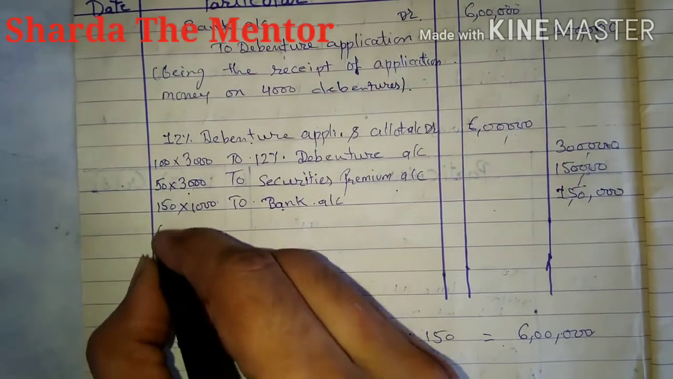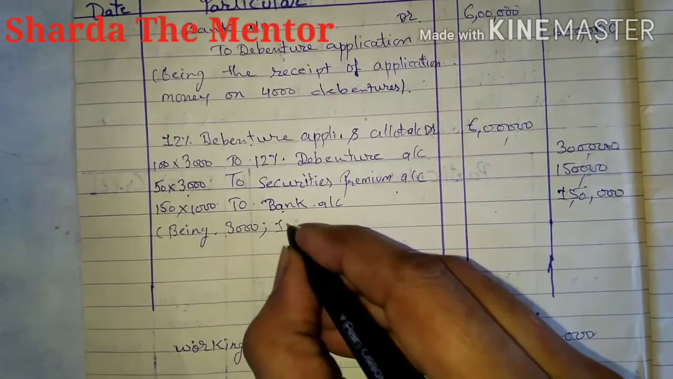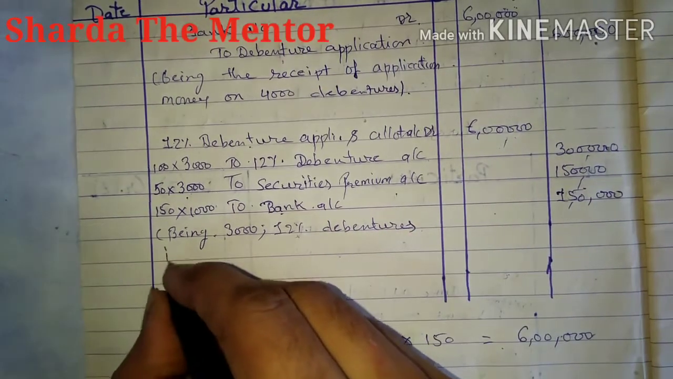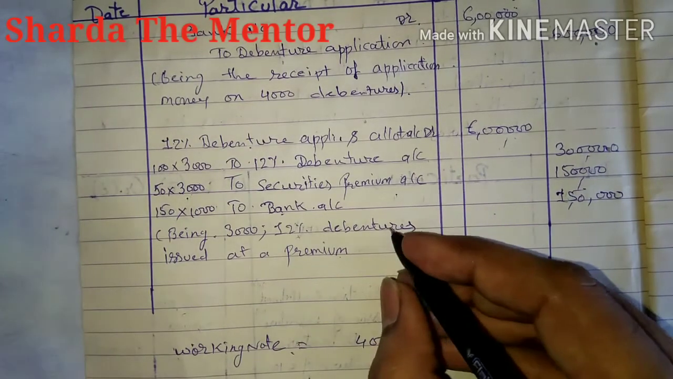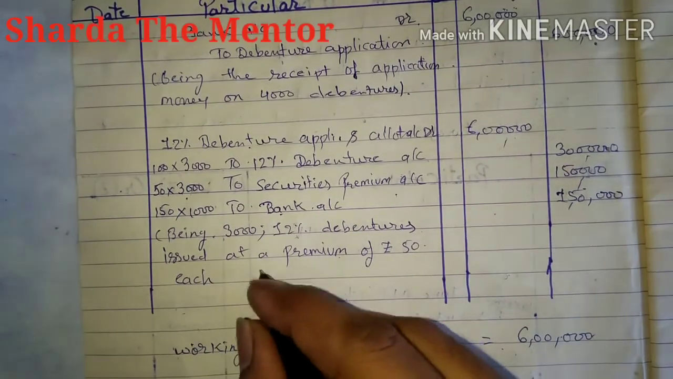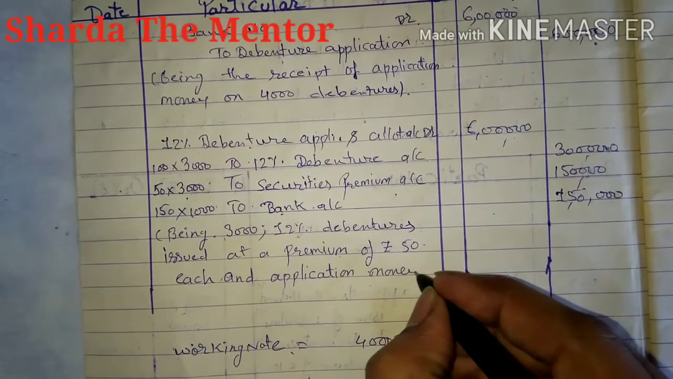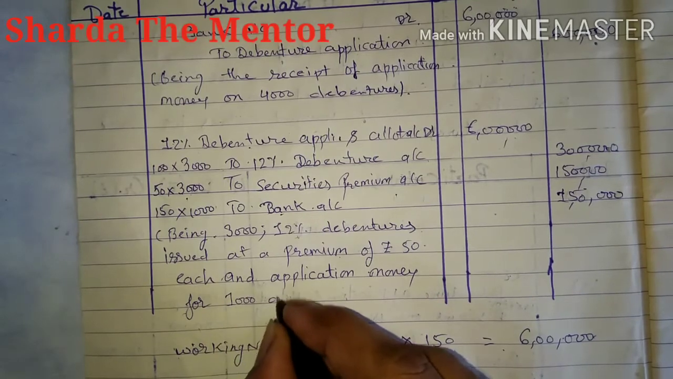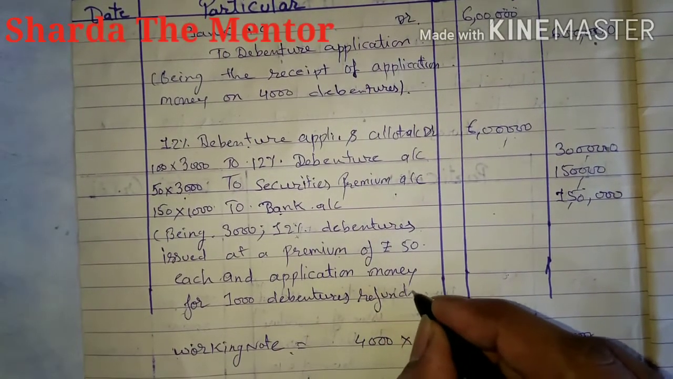Now you will pass the general entry, that being 3,000, 12% debentures, 12% debenture issued at a premium of rupees 50 each, and application money for 1,000 debentures refunded. So in that way you can solve these types of questions.